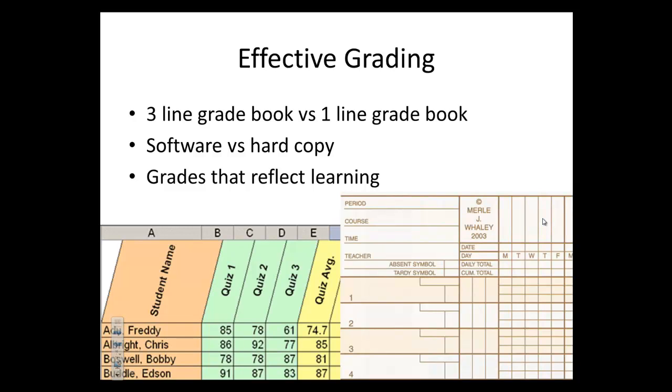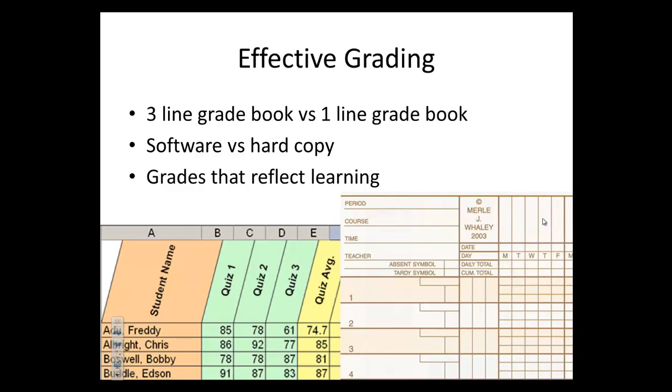On the right, we have a hard copy of the 3-line grade book, where we see, okay, we have student A. Was he absent or tardy? How many days did they show up? How many days absent were they? And how many days tardy were they? And then on the right, we have a whole series of assignments, what they did, what they got, and it's all there, all in one place.